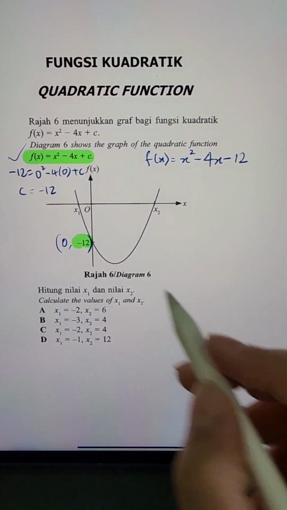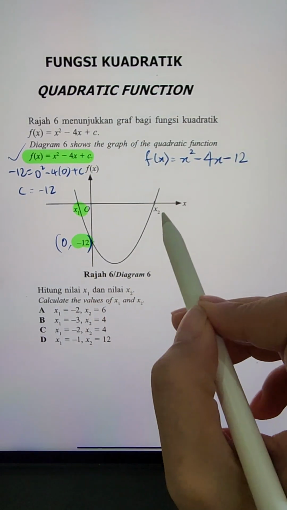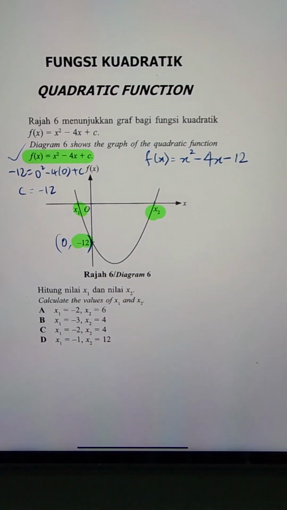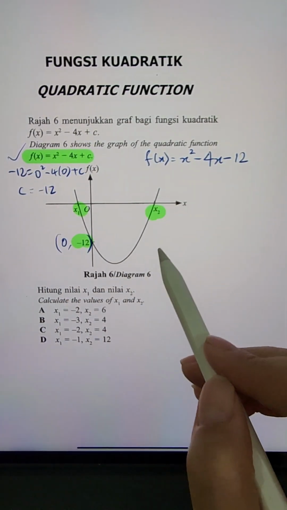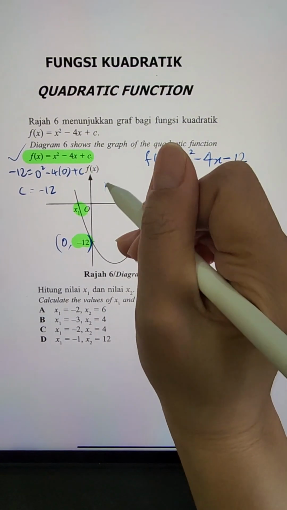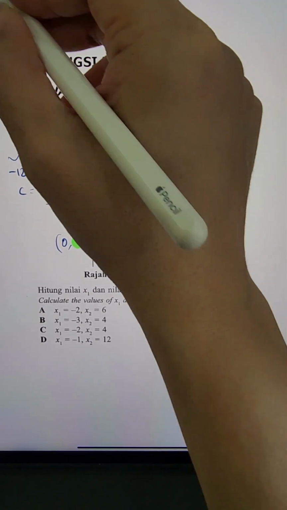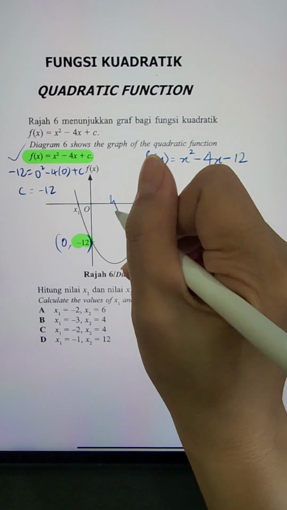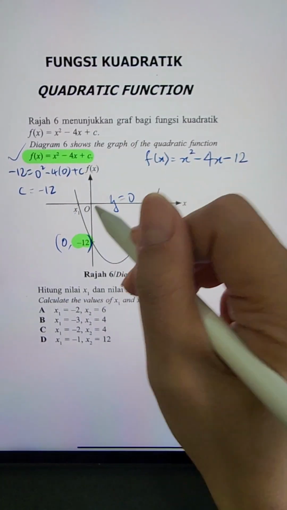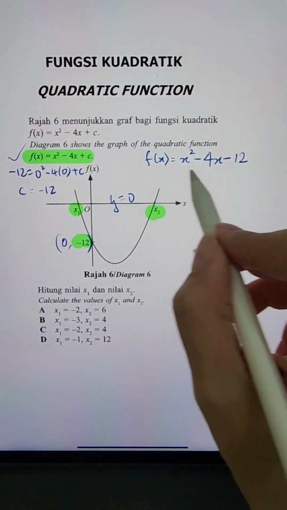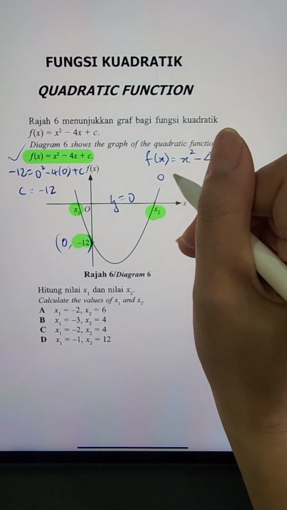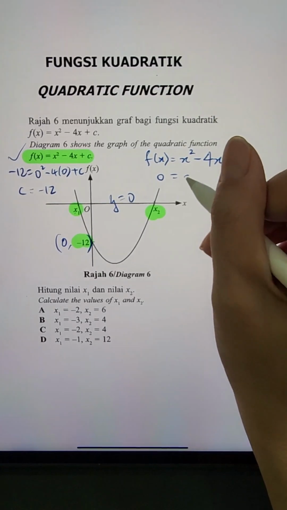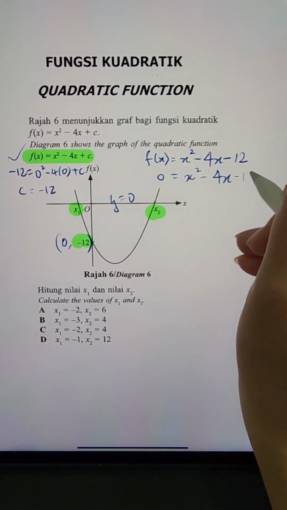Now we need to find these two values, x1 and x2. How are we going to find x1 and x2? These 2 points lie on the x-axis, which means that y is equal to 0. Remember, y is equal to 0. Let me write this nicely. So y equals 0. We need to substitute when y equals 0. f(x) is y, so 0 equals x squared minus 4x minus 12.